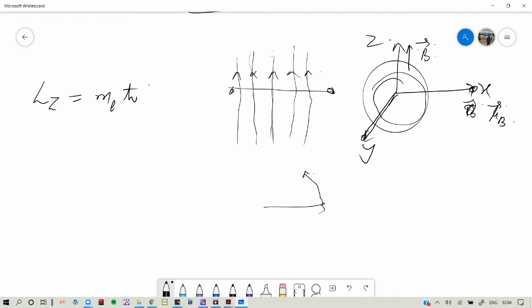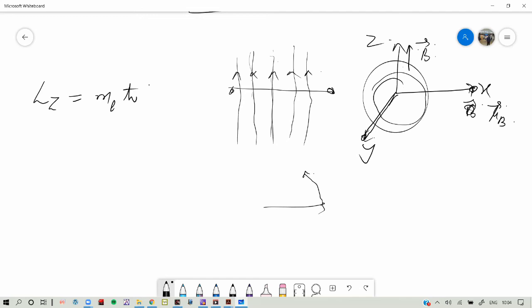So since the dipole moment is a vector quantity, it can be resolved into its components. One of the components, which is in the direction of the magnetic field, will be given by Lz, and it is given by m_l h cut. And while doing this, there's a magnetic potential energy which is stored in the dipole, and this is equal.